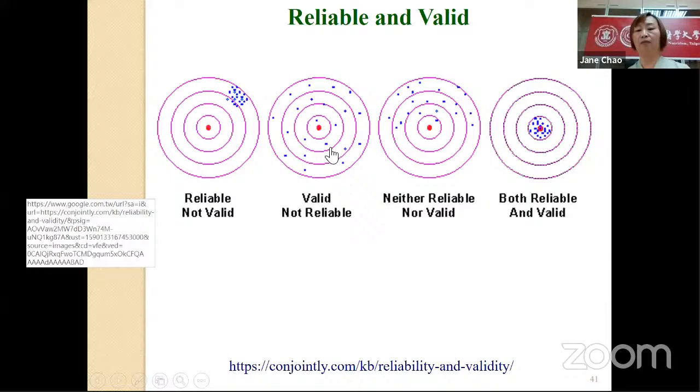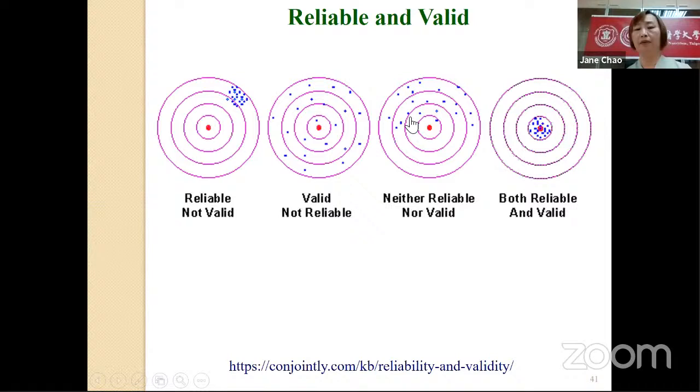And this one is not spread all over the place, but only spread on the top surface, and some of the spots near the center, so we call it neither reliable nor valid. If all the spots are near the center, and very narrow and close together, we call it both reliable and valid. So we want all the data near the central tendency, and the range of variation of the data to be small. So we call it reliable and valid.